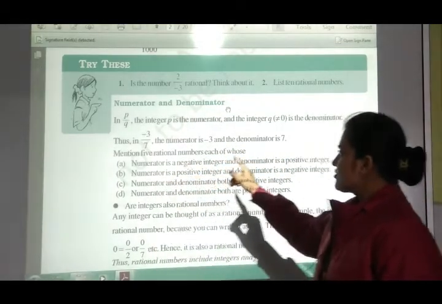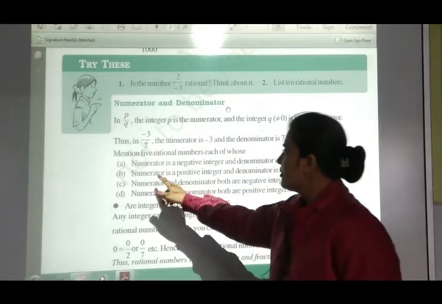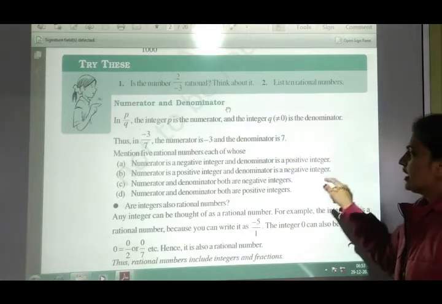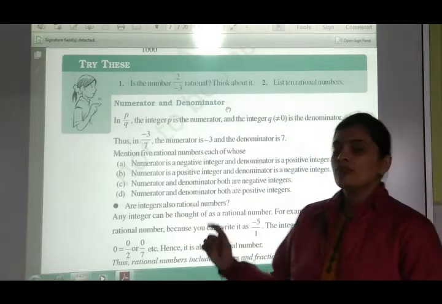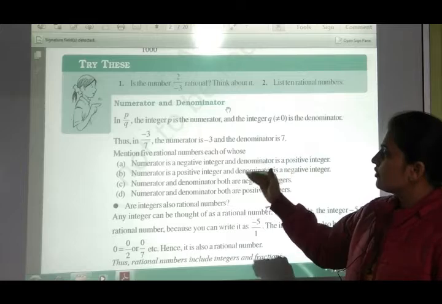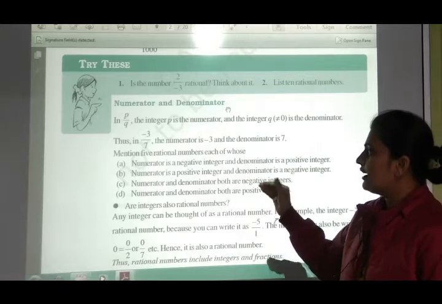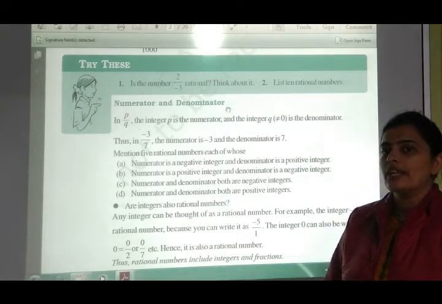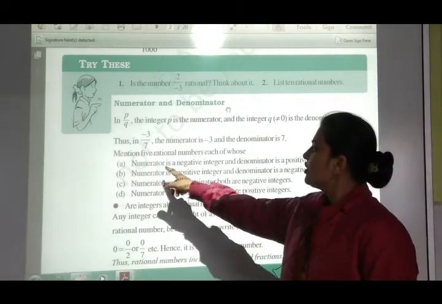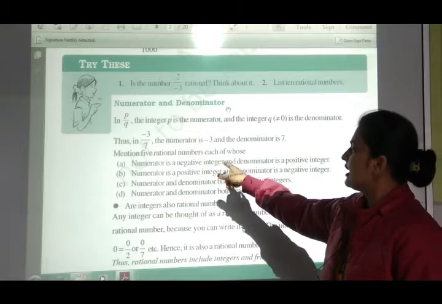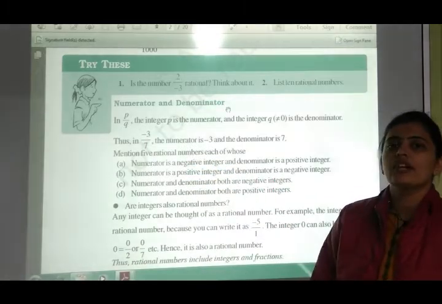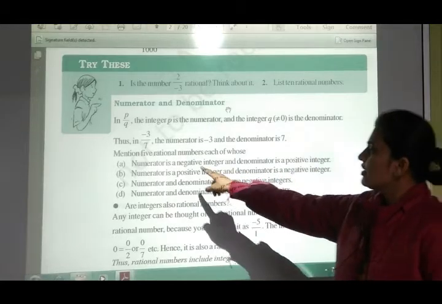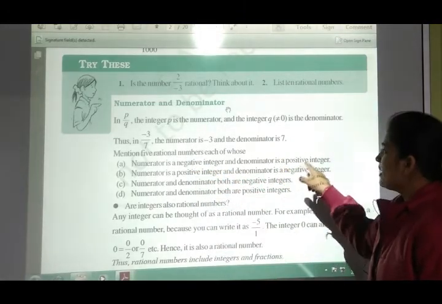Now mention 5 rational numbers, each of whose numerator is a negative integer and denominator is a positive integer. Now we have to find out the rational numbers. How many? 5 rational numbers you have to find out. It is very easy. Numerator is negative, that means p should be negative and q should be positive.